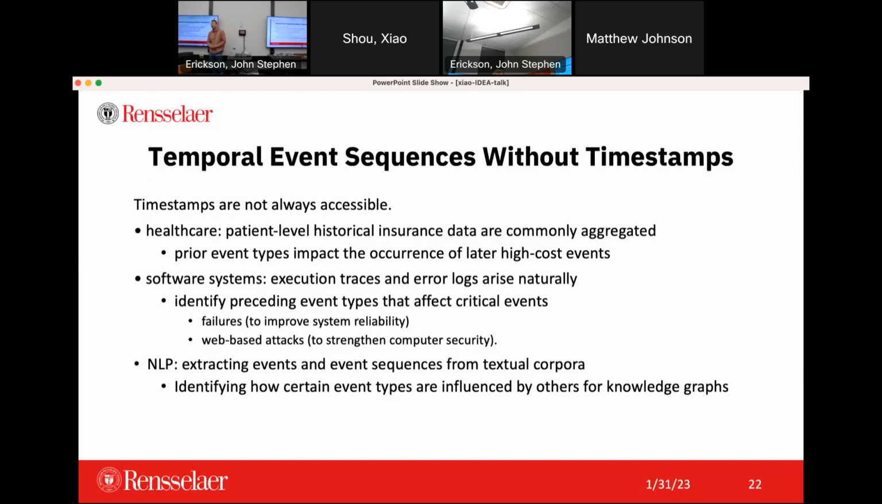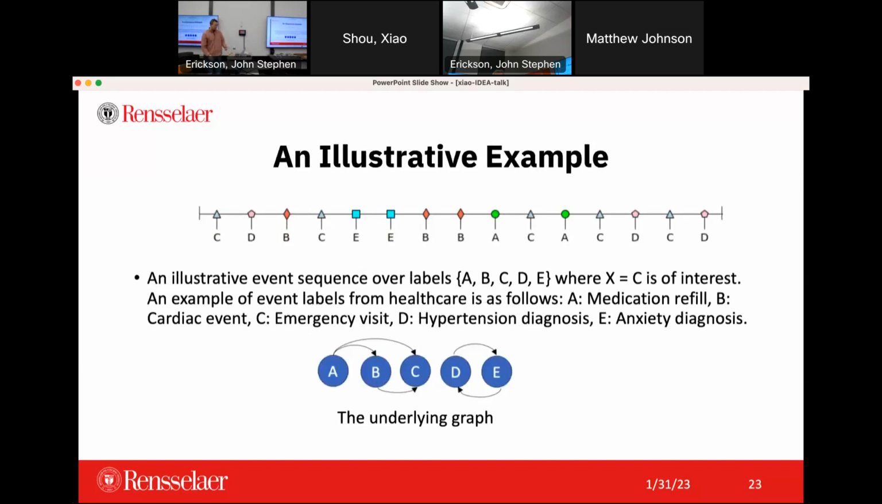And in NLP, natural language processing, when we're trying to extract data, we can't always get the time associated if we're extracting textual data. So you will see the sequence with just labels, like C, D, A. There are 5 types of events here: A is medication refill, B is cardiac event, C is emergency visit, D is hypertension diagnosis, E is anxiety diagnosis. And you will see that maybe there's some underlying graph that generates this data.